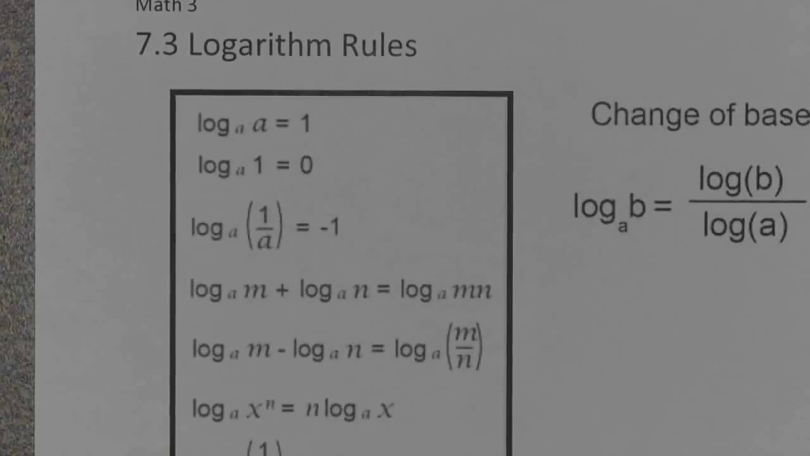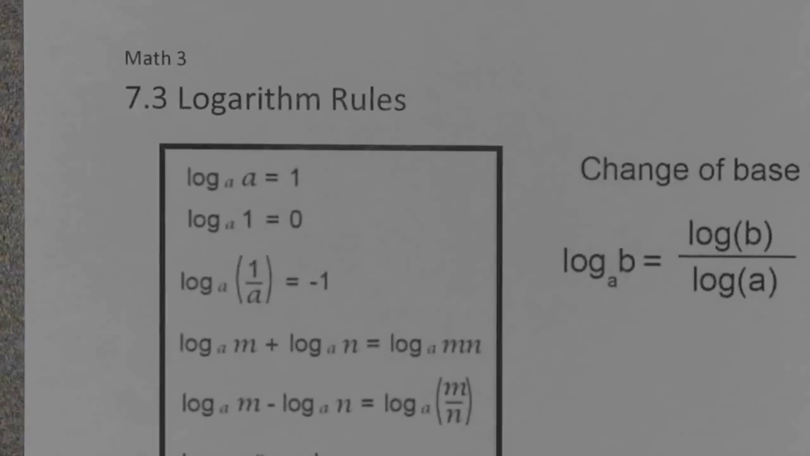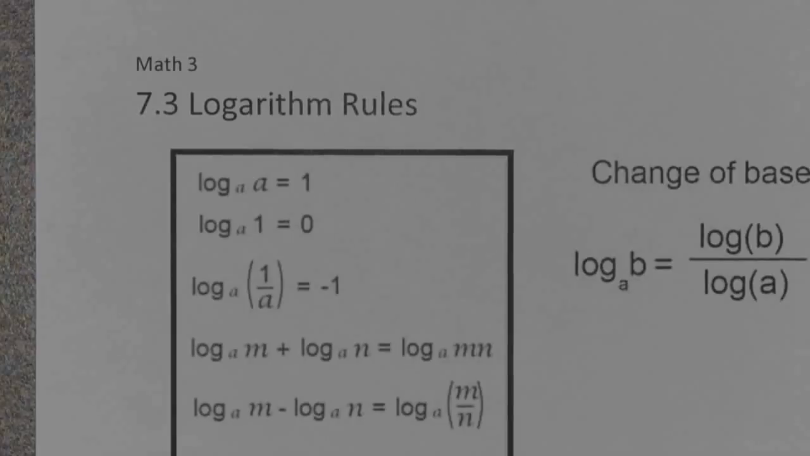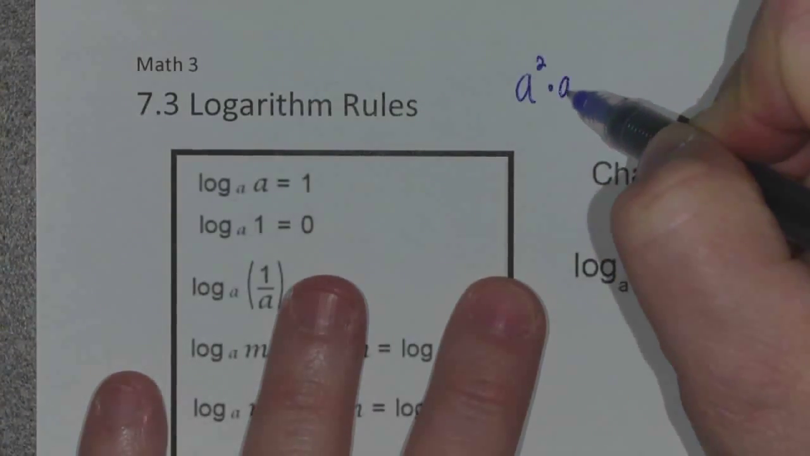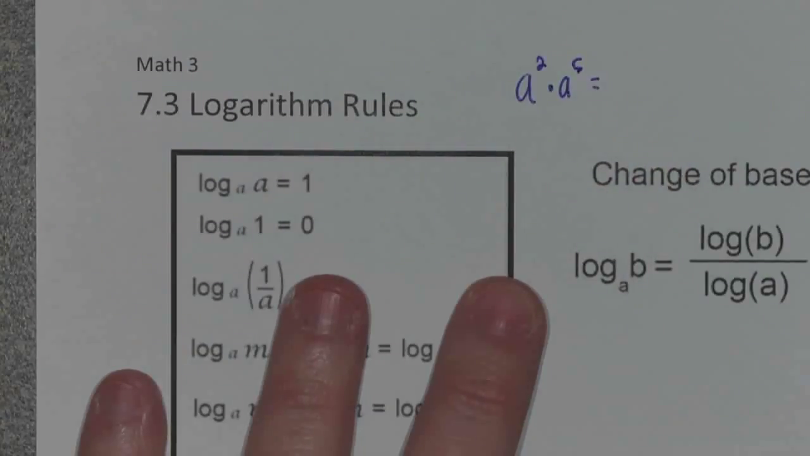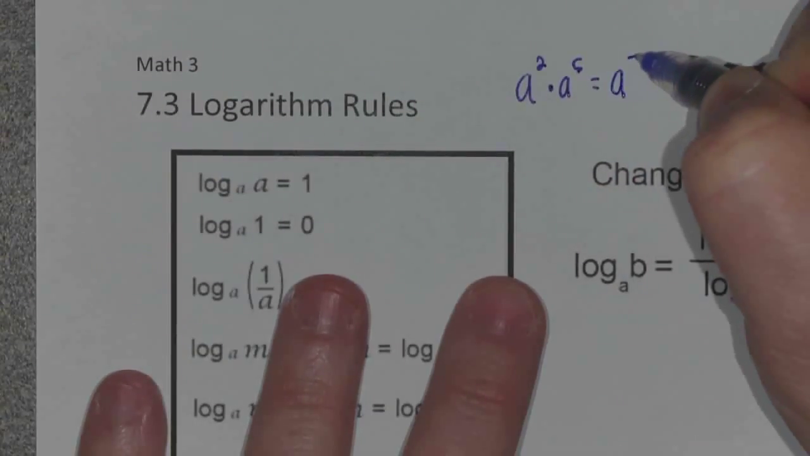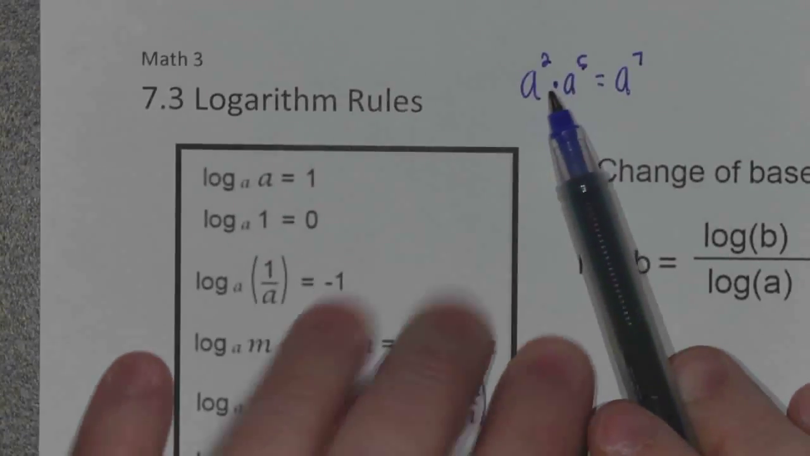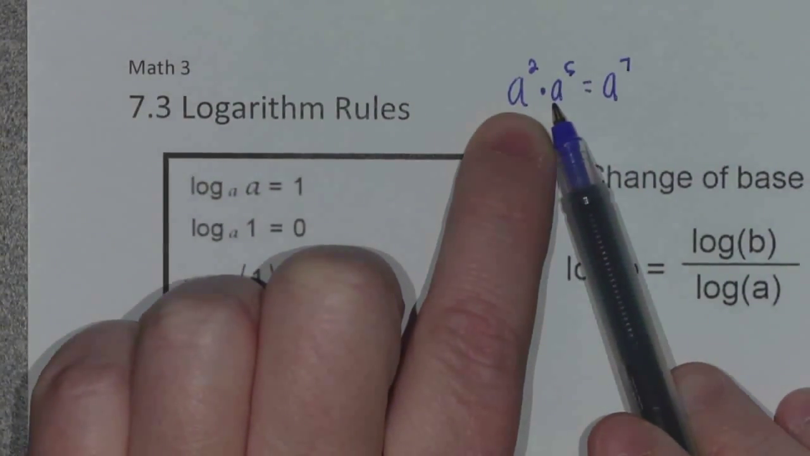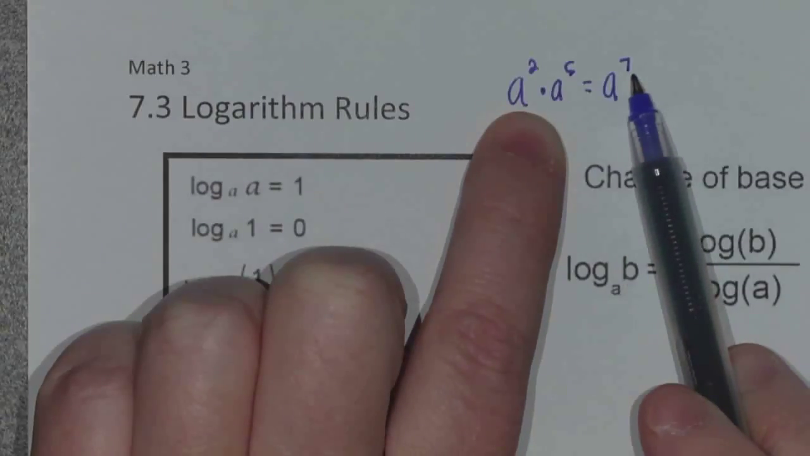Alright, so some more rules for logarithms today, you guys. I want to remind you of some exponent rules before we get started, okay? So can you guys tell me what a squared times a to the 5th would be? A to the 7th. So here's the thing that just happened here. When you multiplied numbers with the same base, what did you do with the powers?